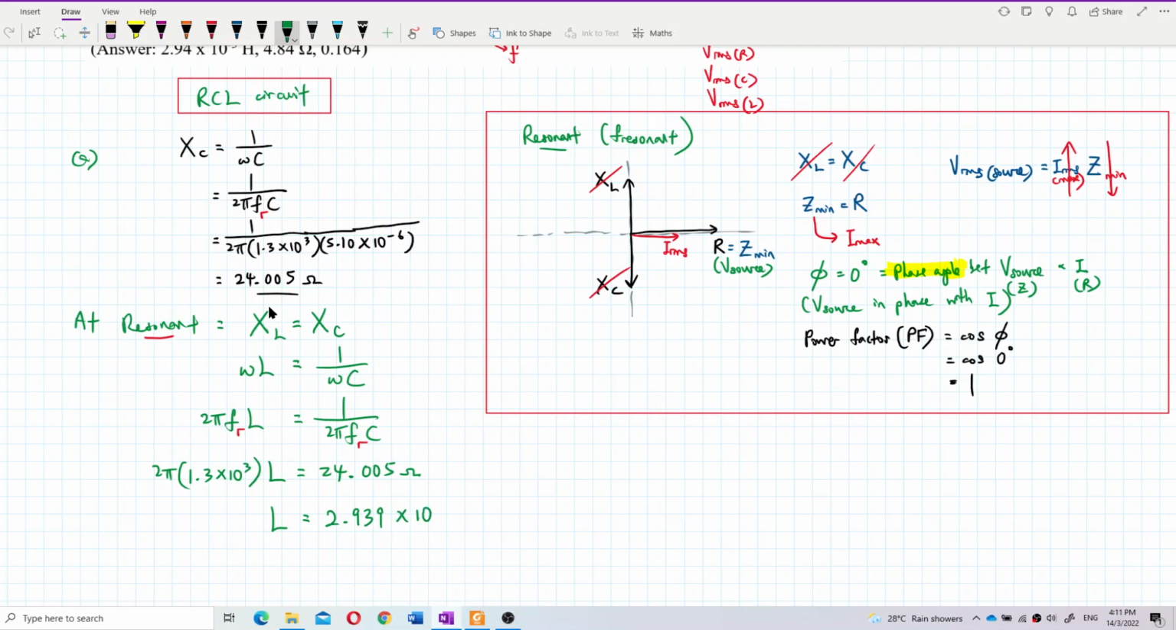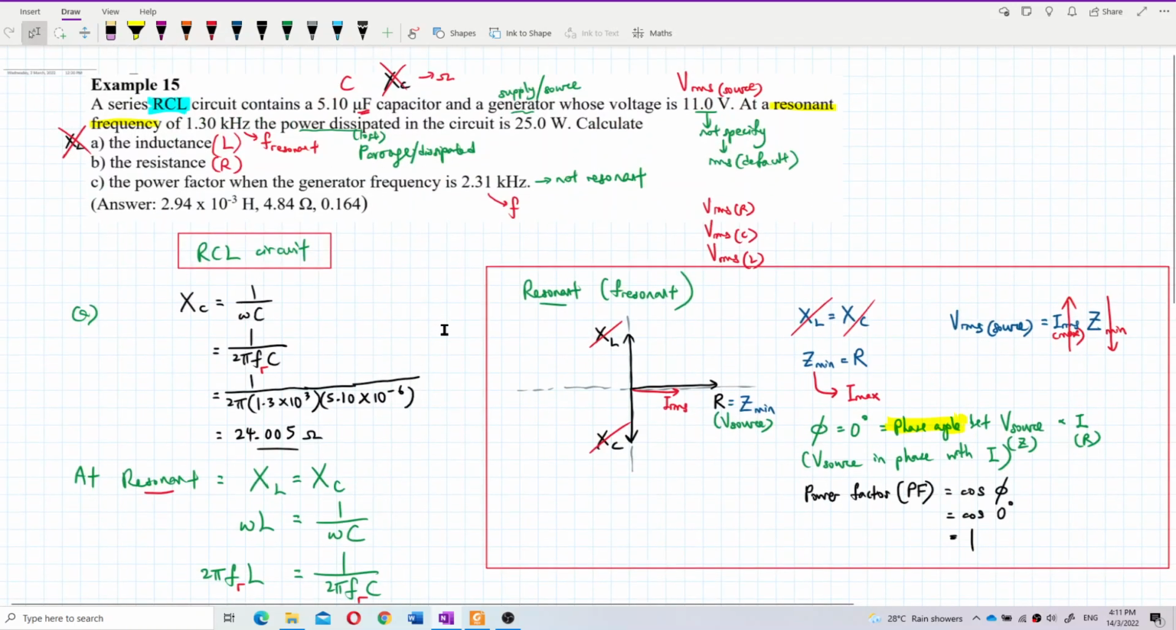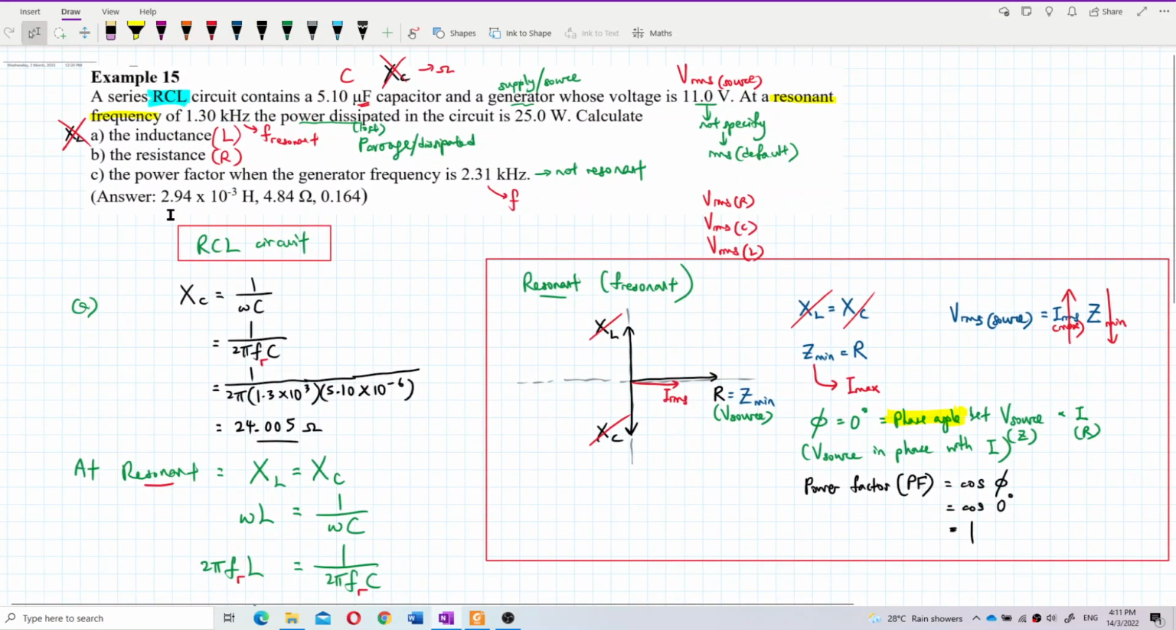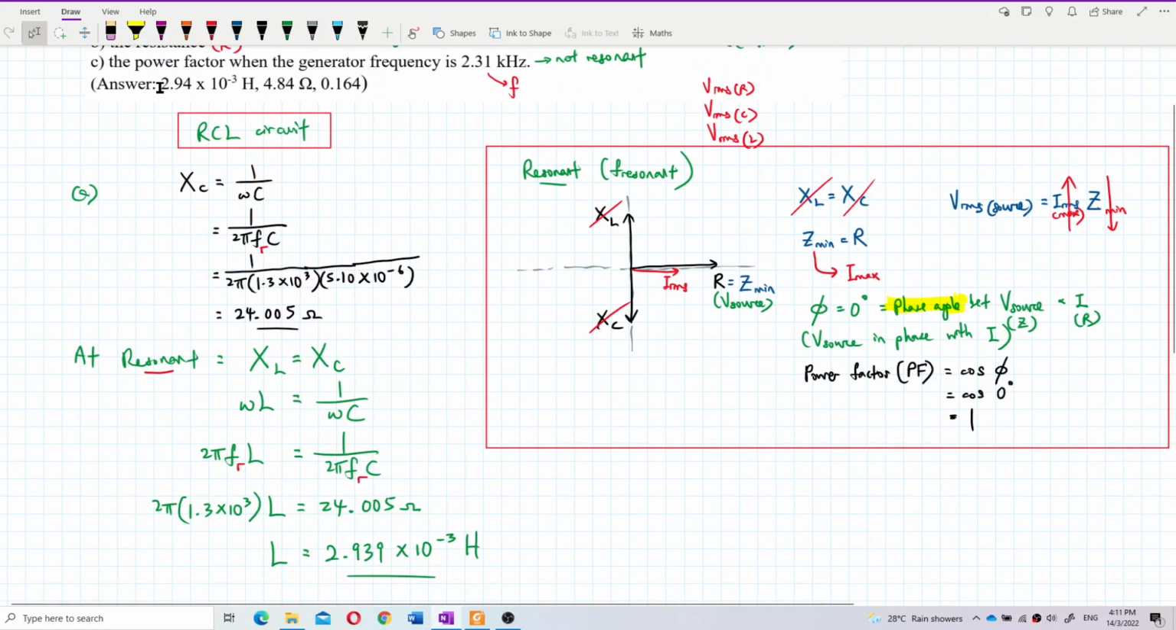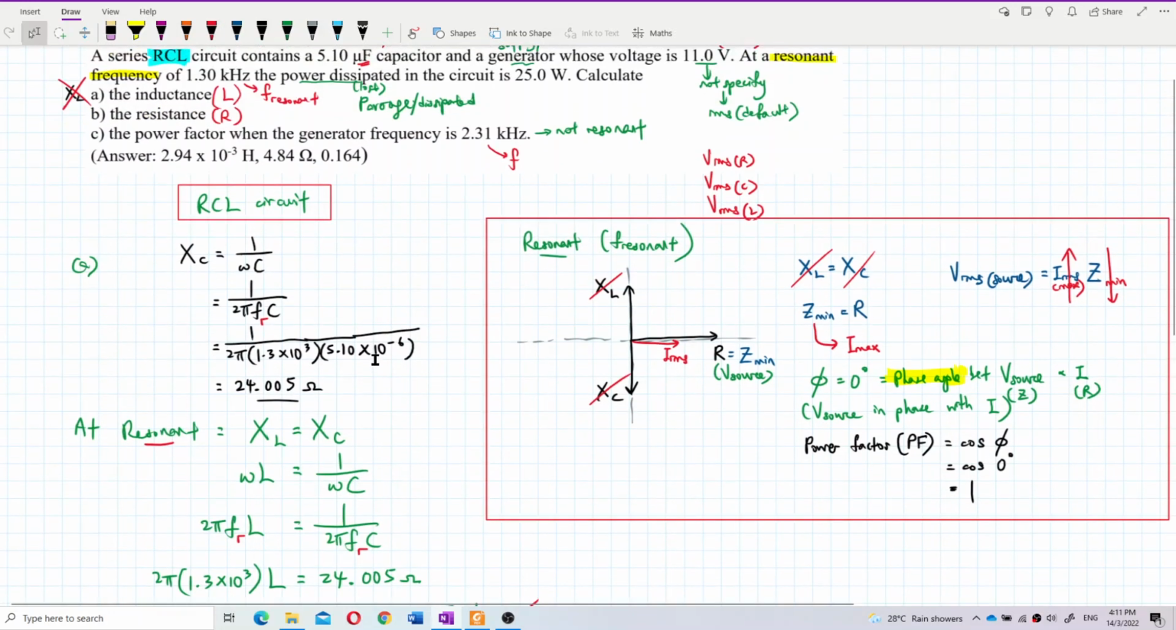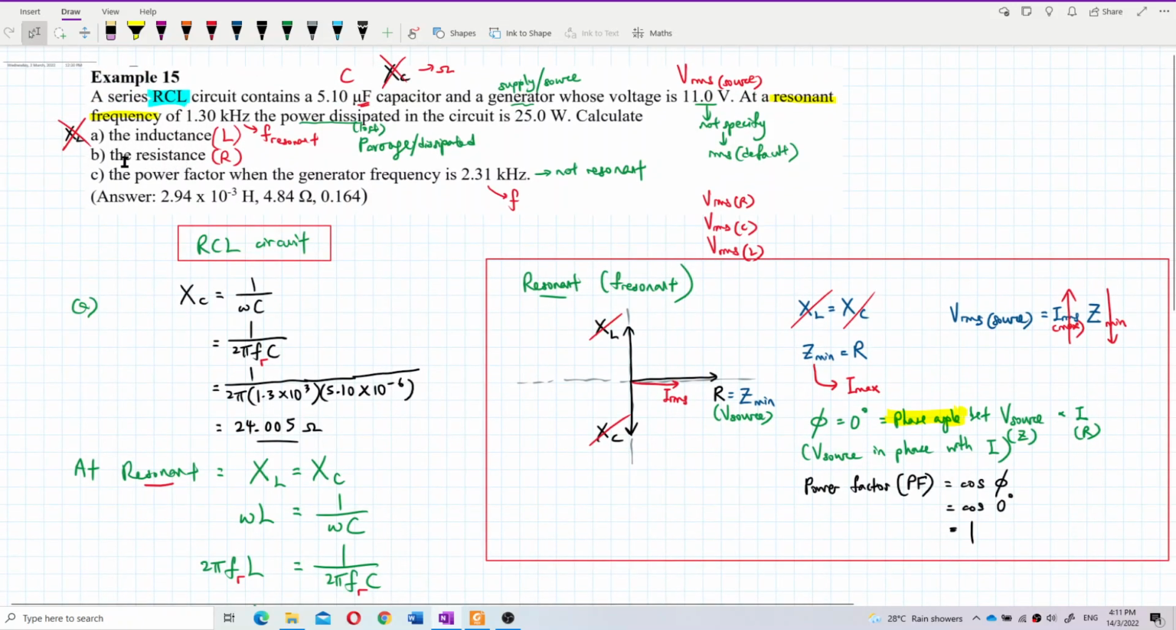2.939 exponent negative 3 Henry. Okay, so that's the inductance, 2.939 exponent negative 3 Henry. Am I right? 2.94 exponent negative 3 Henry. I'm correct. That's the answer. Okay, that's resonance.